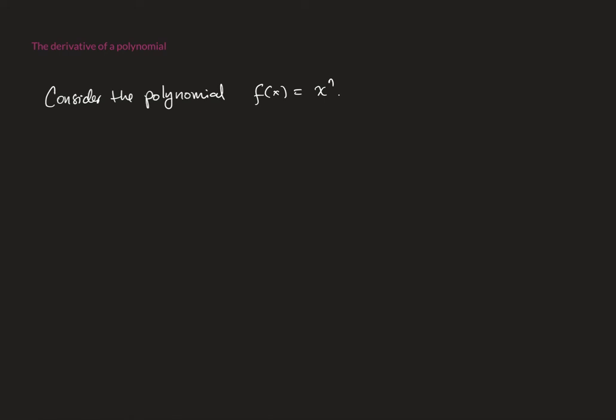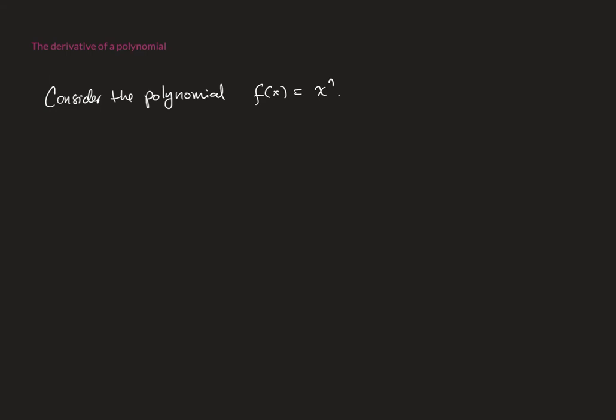In this part, we're going to introduce you to the derivative of a polynomial function. So let's consider the polynomial f of x equals x to the power of n. This is one of the simplest polynomials. We should be familiar with the graph of this kind of polynomials. Now, the derivative of a polynomial is very simple. It just follows a very specific rule.